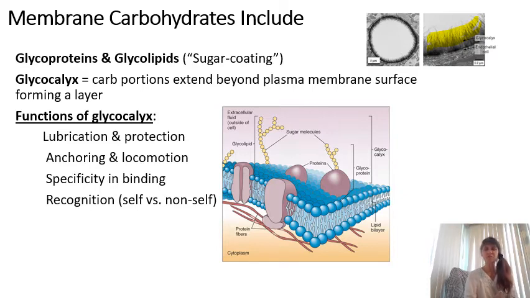The carbohydrates also help to anchor and sometimes move things. They act for specificity in binding things, and they're incredibly important in our bodies being able to recognize self versus non-self. If a person has any kind of foreign cells placed into his body by way of an organ transplant, the body's immune system actually looks at the glycocalyx on the surface of the cells to determine self versus non-self.